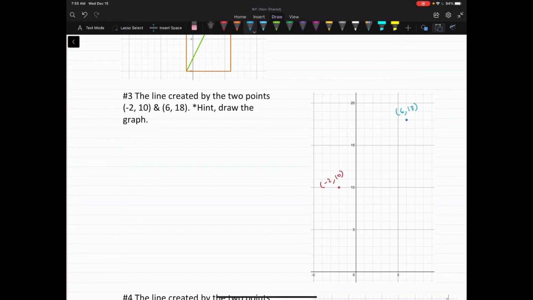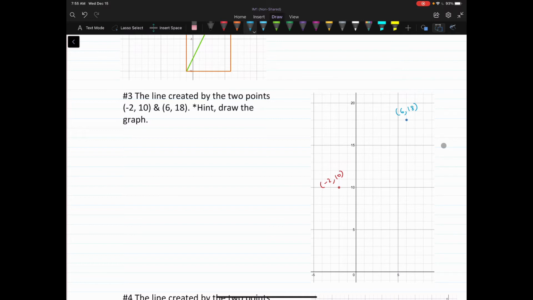618. So that's 618, and that's going to be -210. So -210, -210, and 618. 15, 16, 17, 16, 17, 18 right there. So we plotted these points correctly.